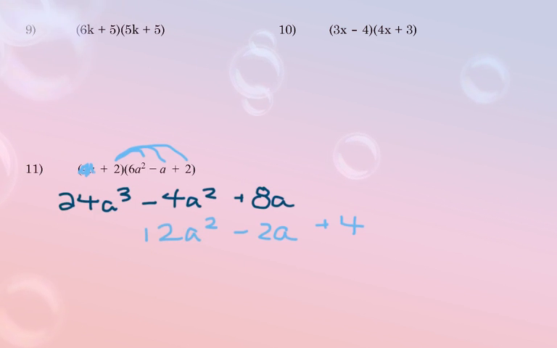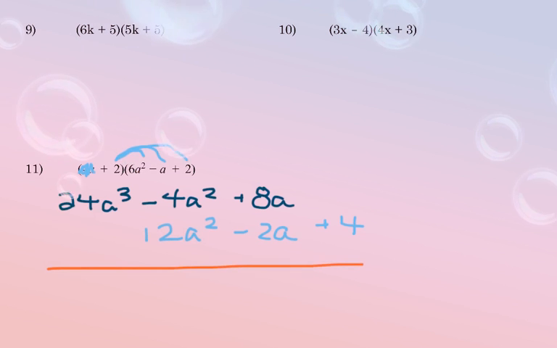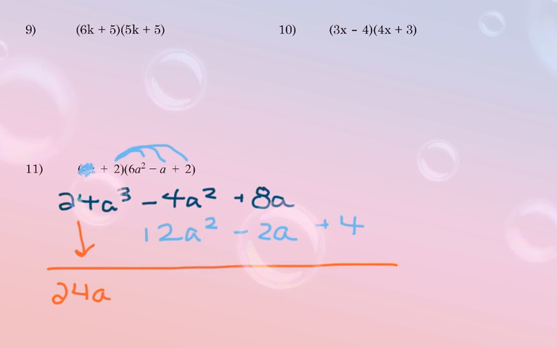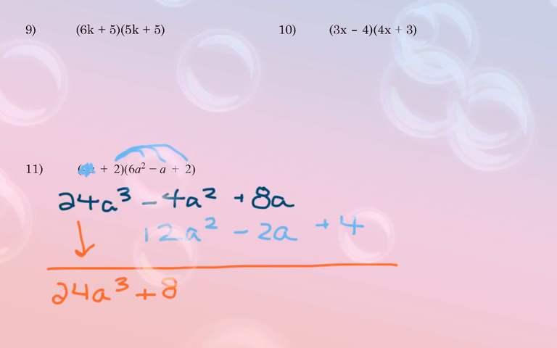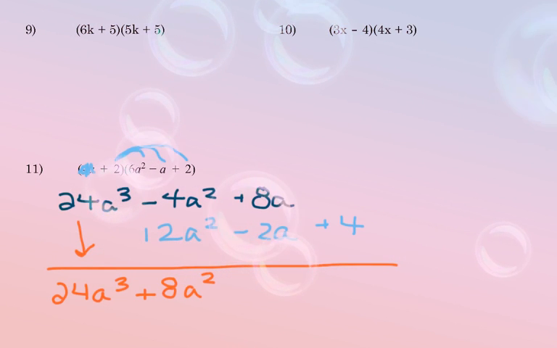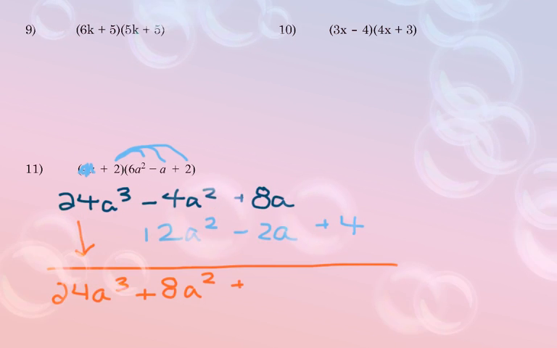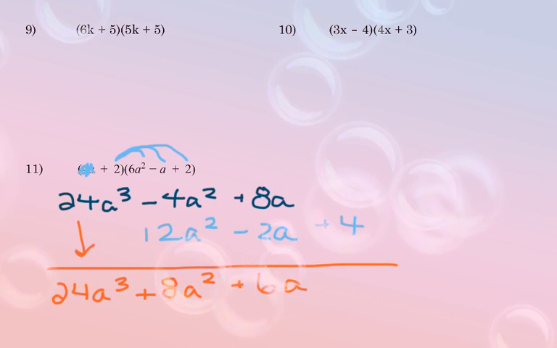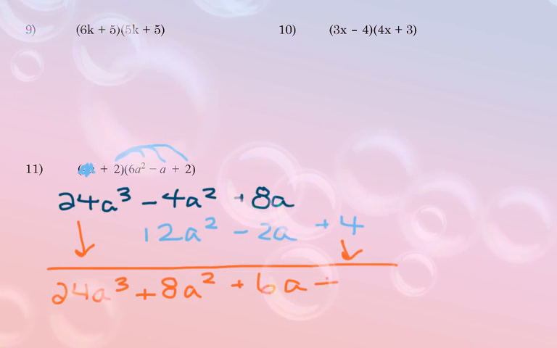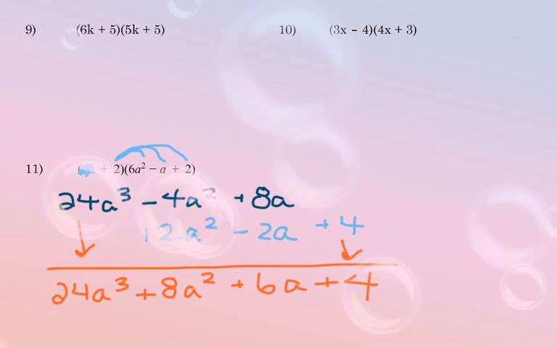So if you notice now, we've lined up 2 separate things that can be combined. 24a cubed is still by itself, still there. Now we have some a squareds to put together. -4 plus 12 is a +8a squared. Then we have +8 minus 2 for a 6a. And then that 4 can't be combined with anything. It's still there.